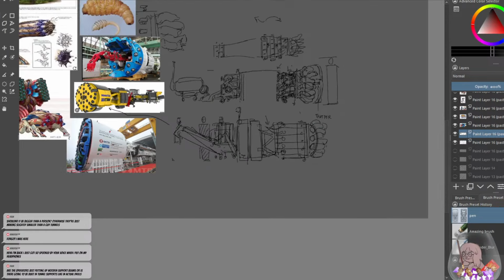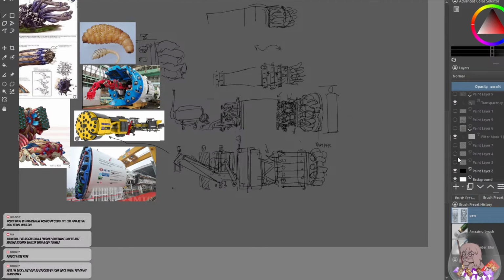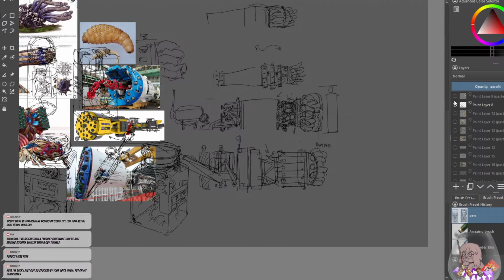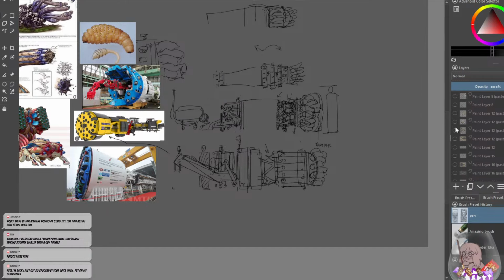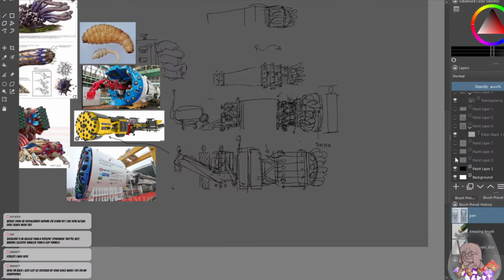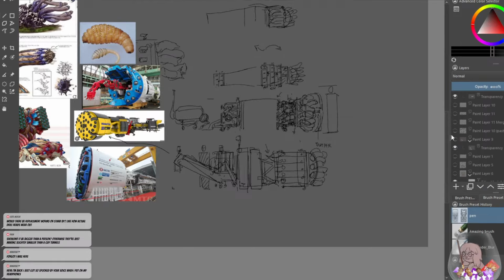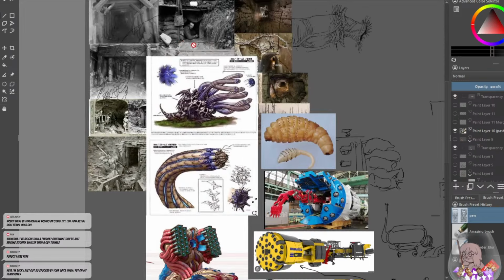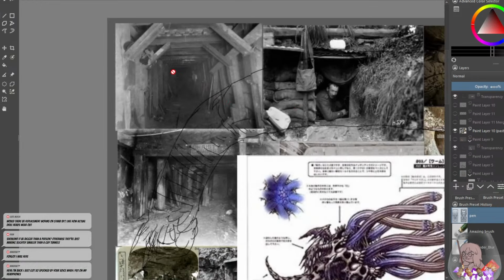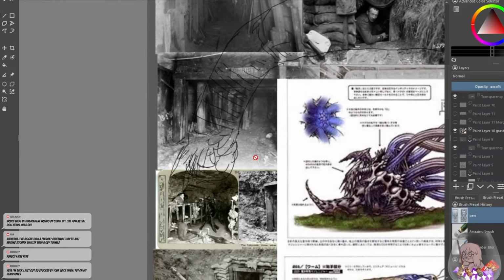I've looked up references of tunnels and trenches, and they are quite an awkward, uncomfortable size. I don't know if I have them. No, I don't have the references on here. Oh no, I do. Yeah, look, they're sort of crouching down.